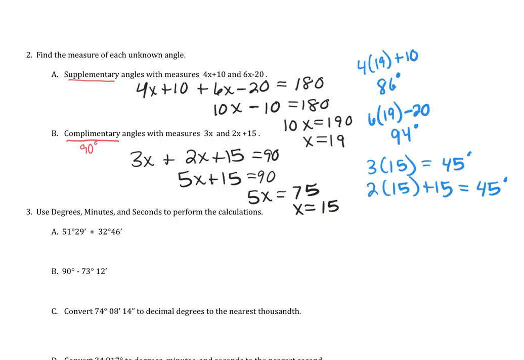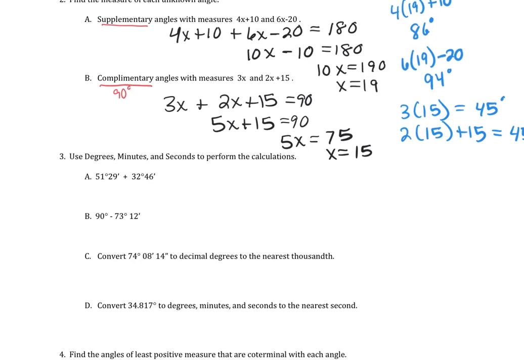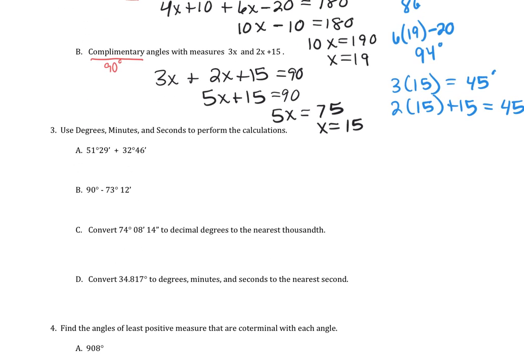All right, looking at example 3, use degrees, minutes, and seconds to perform the calculations. If we're just adding, again, I like to set my addition up vertically. So I've got 51 degrees, 29 minutes, and I'm going to add 32 degrees and 46 minutes. I'm going to add vertically for the minutes. I get 15, carry the 1, and then 4 plus 2 plus 1 is 7, so I've got 75 minutes. And for my degrees, I have 83.